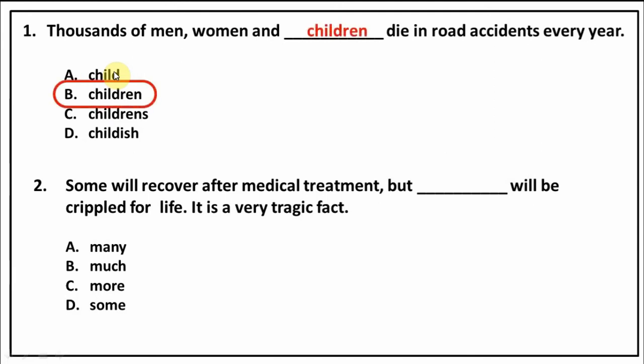Thousands of men, women and children die in road accidents every year. Okay, the second one. Some will recover after medical treatment, but dash will be crippled for life. It is a very tragic fact. Now here is a little bit complication. For example, how? Some will recover. When you use the word some, then you can either use many or some. You could use A and D both, but here if you see, some will recover after medical treatment.